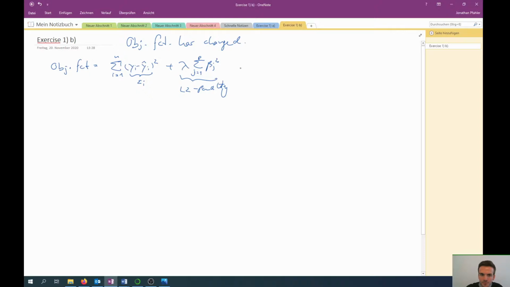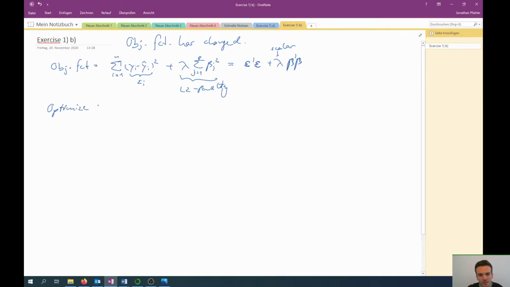So let's rewrite this in matrix form. So this is the sum of squared residuals plus lambda, which is a scalar, so don't indicate it bold, and then the sum of squared betas. Now how do we optimize our betas here? Same way as before.